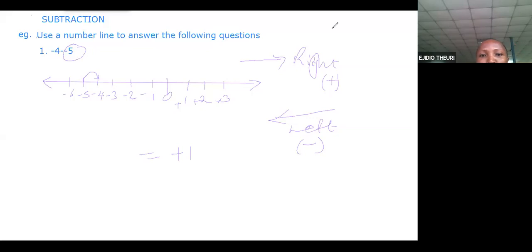-7 minus 4. I want you to do that. -7 minus 4. Hiyo minus tu ndio inakuanga na issue. Hiyo nyingine hainanga. So let's see, -7. I want to write it for you.